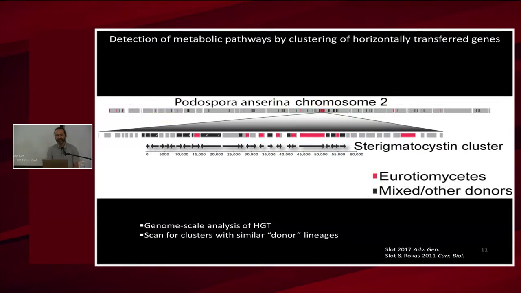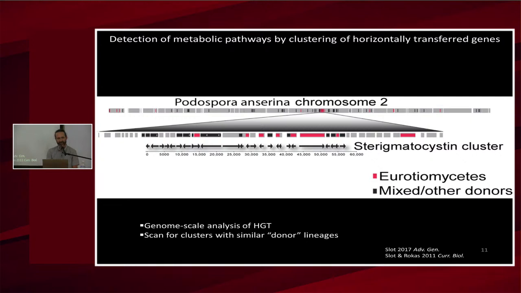And what's interesting is that we can use this occurrence of horizontal transfer of gene clusters to actually detect new gene clusters. What I'm showing you here is a proof of concept: if you scan across a chromosome of a particular fungus and you look at the ancestry of each of the genes along the way, you can identify those that have been horizontally transferred from other fungi. And if you find regions where they have a common donor, then you can identify a gene cluster that has been simultaneously horizontally transferred, all of those genes.